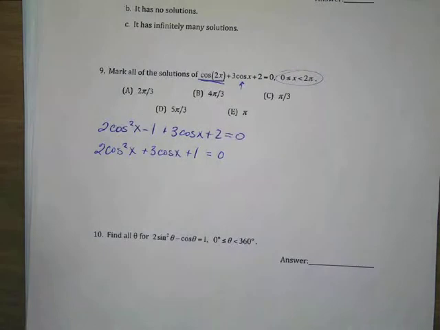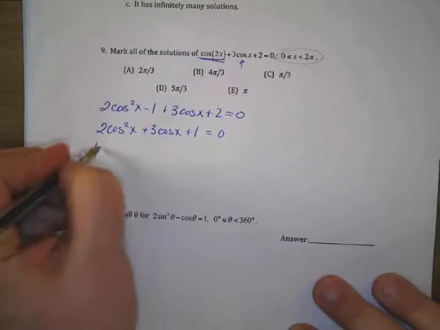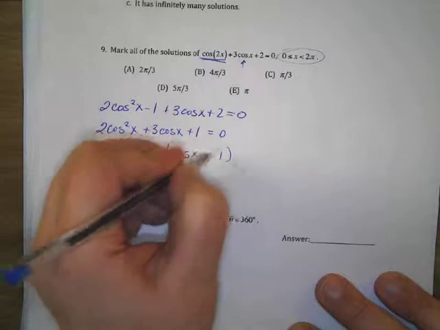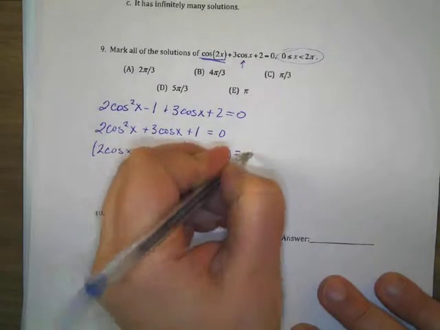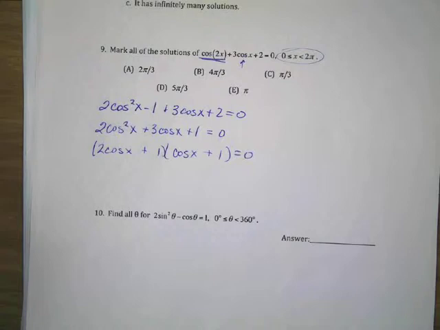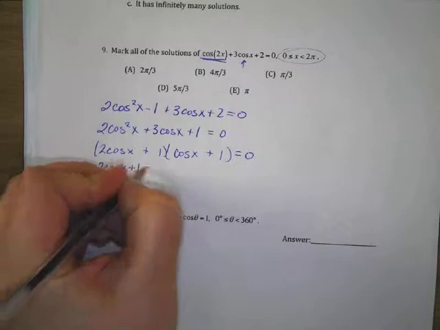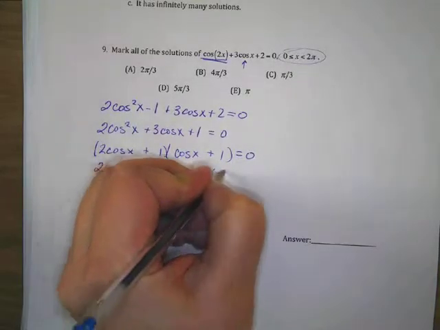And really what we have is we're treating it like a quadratic. So either factor it or use the quadratic formula. Are we good to there? And then what property do we use? Zero product property. So we say that 2 cosine x plus 1 equals 0, or cosine of x minus 1 equals 0.